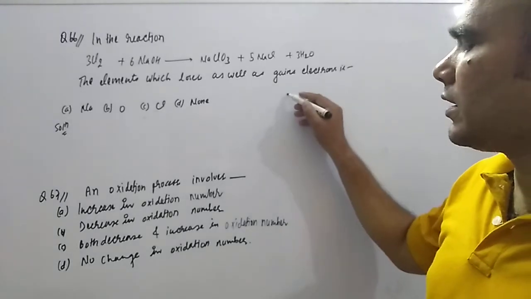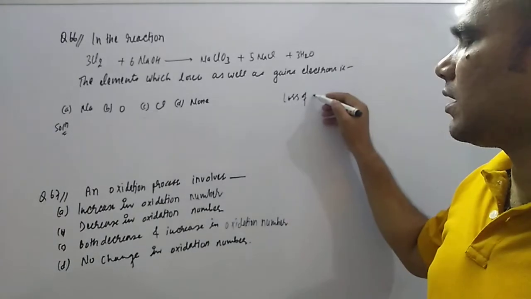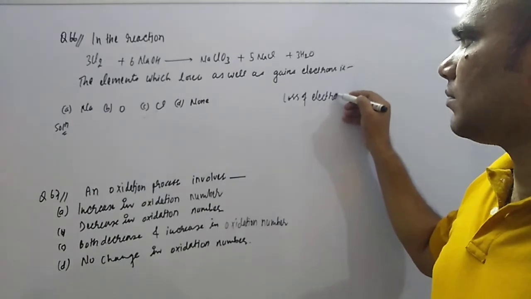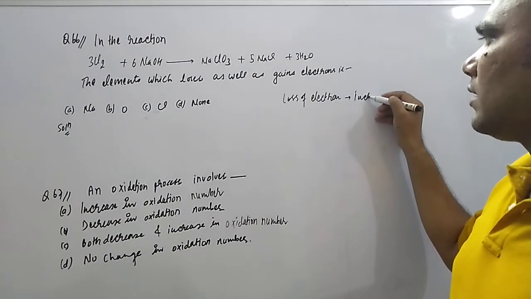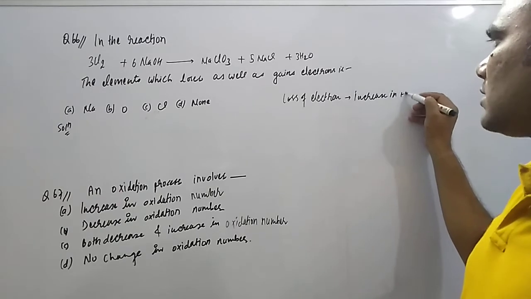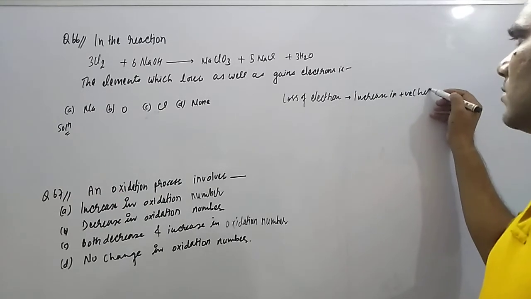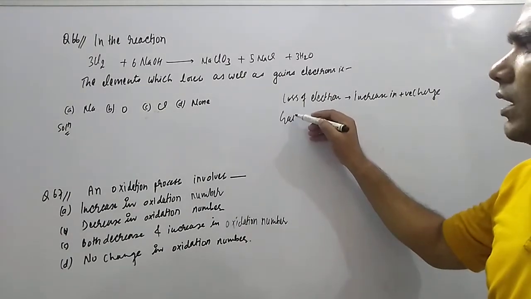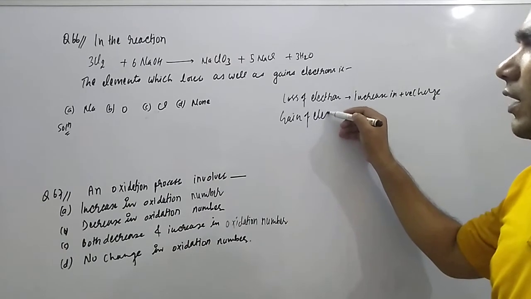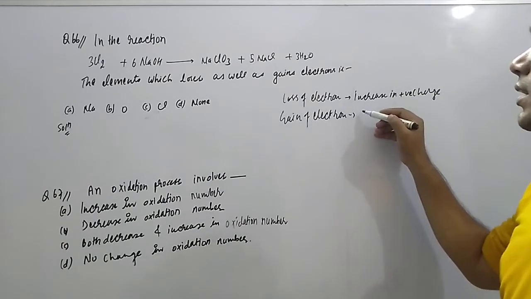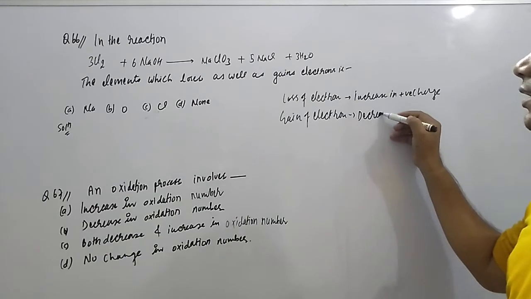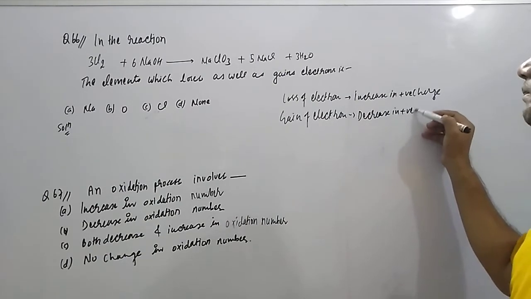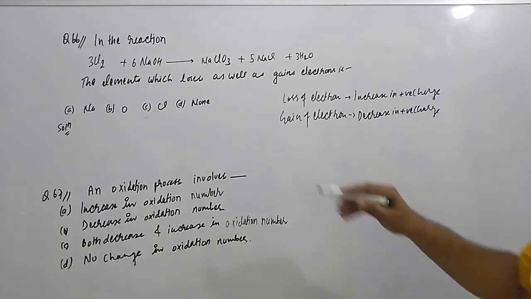Okay, student, first understand loss of electron. What is the meaning of loss of electron? Loss of electron means increase in positive charge. And when you are talking about gain of electron, what is the meaning? Gain of electron means decrease in positive charge. So dear student, now let us check what is happening here.